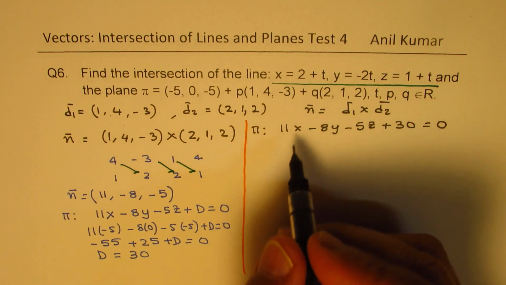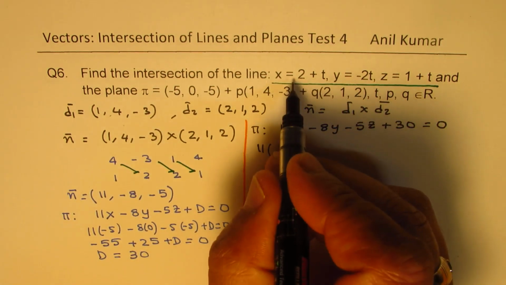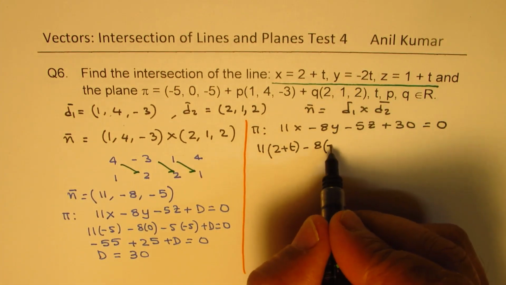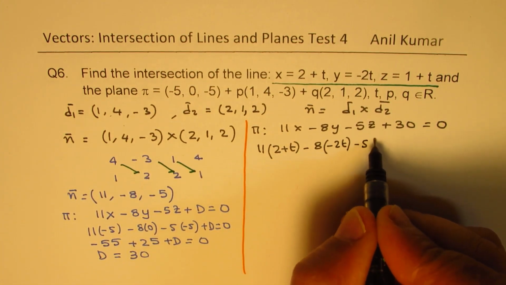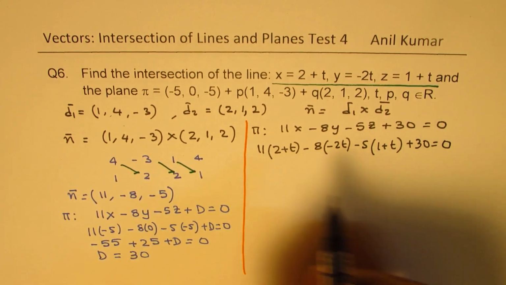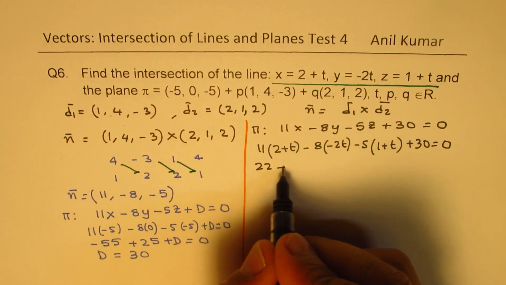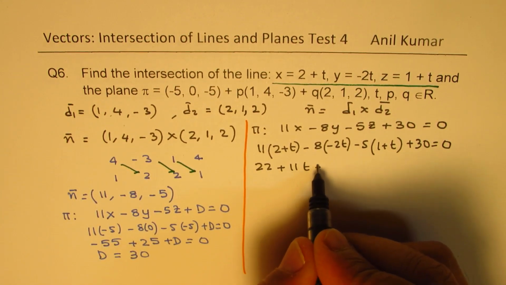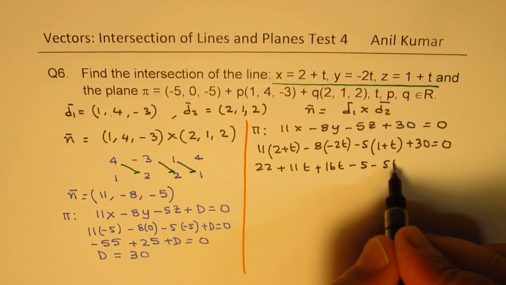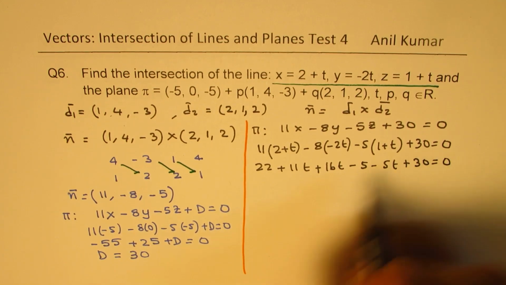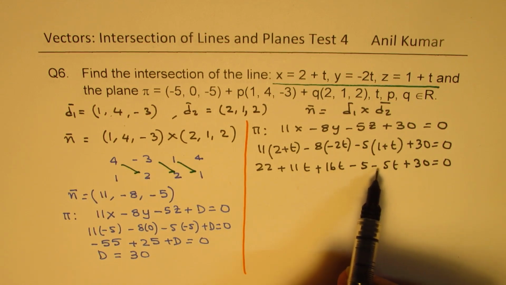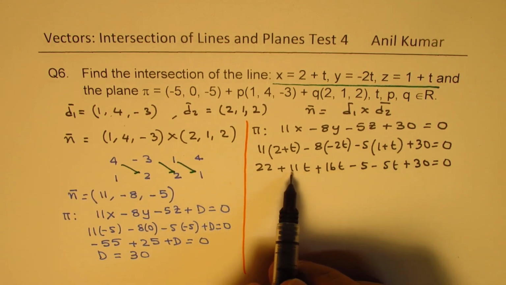So we now get 11 times (2 plus t) minus 8 times (minus 2t) minus 5 times (1 plus t) plus 30 equals 0. So let's find the value of t. 22 plus 11t, minus minus is plus 16t, minus 5 minus 5t plus 30 equals 0. So the t terms, 11t plus 16 minus 5, gives us what?